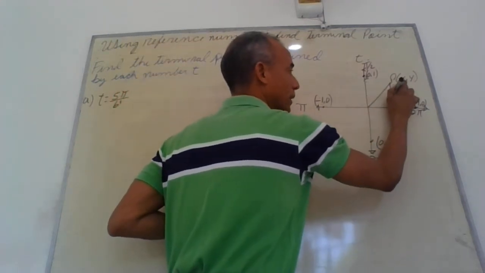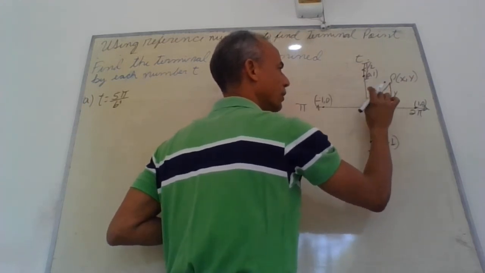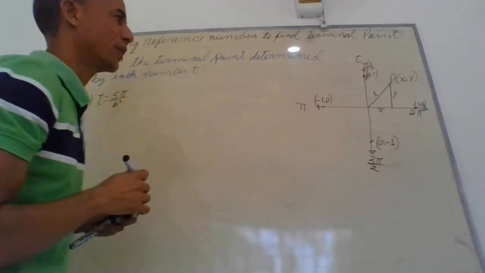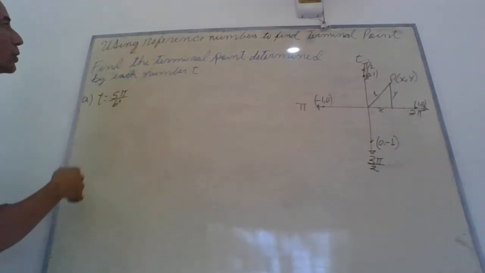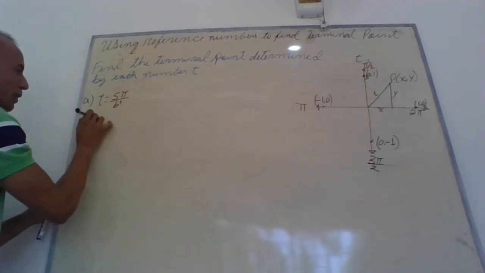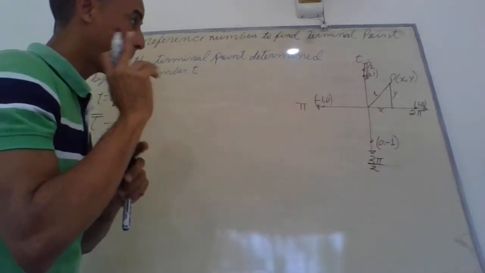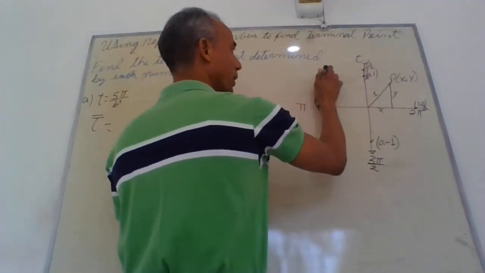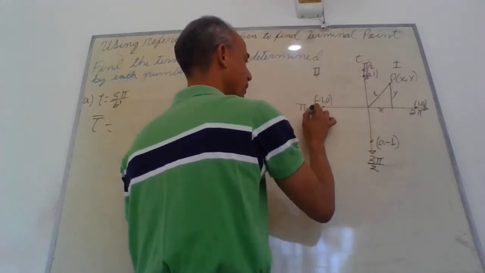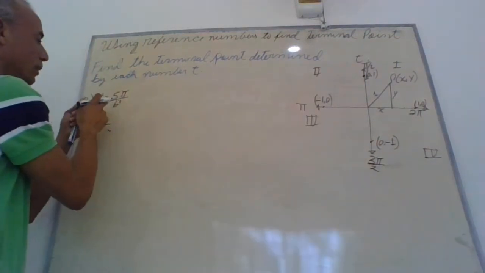So you remember that this part is y and this is x. All the time it's going to be 1, okay? They are partners, okay? It's going to be very easy. So we are going to use the reference number. Remember, to find the reference number we just subtract, okay? But don't forget the reference number depends on whether we are in the first quadrant, second quadrant, third quadrant, or fourth quadrant.